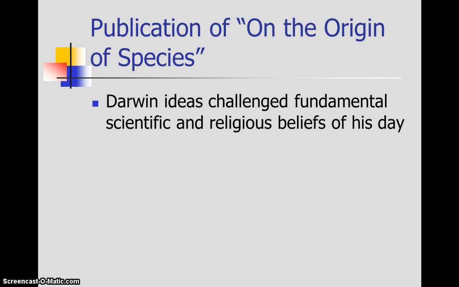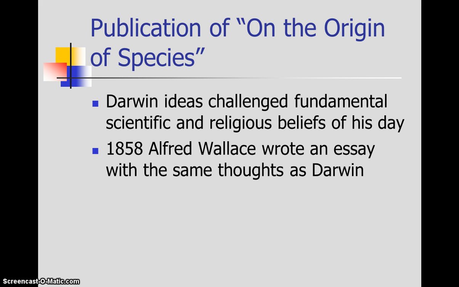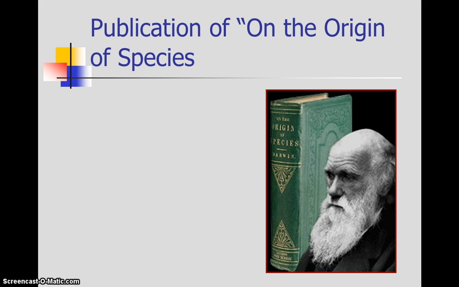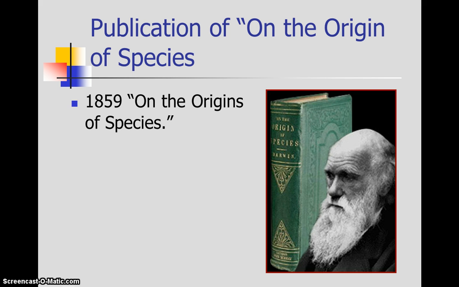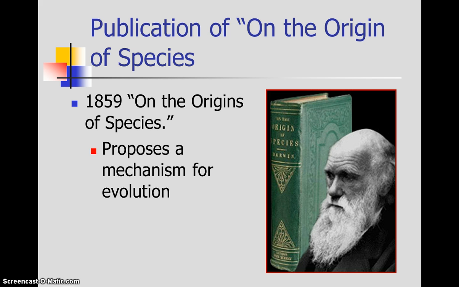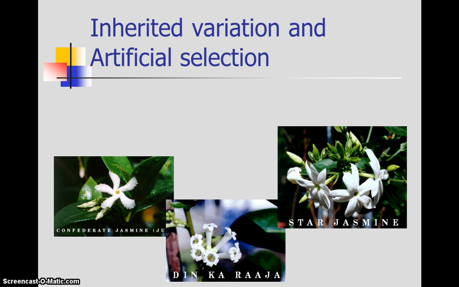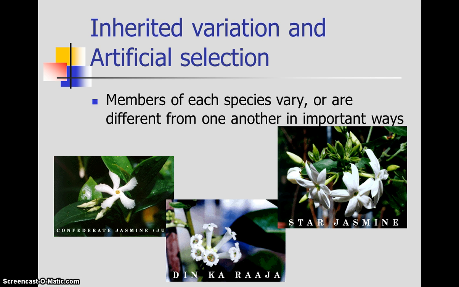The Origin of Species. This was Darwin's idea that challenged fundamental scientific and religious beliefs of his day. In 1858, Alfred Wallace wrote an essay with the same thoughts as Darwin. In 1859, The Origin of Species was published, and it proposes a mechanism for evolution by natural selection.